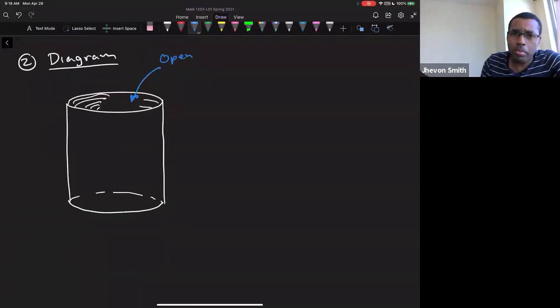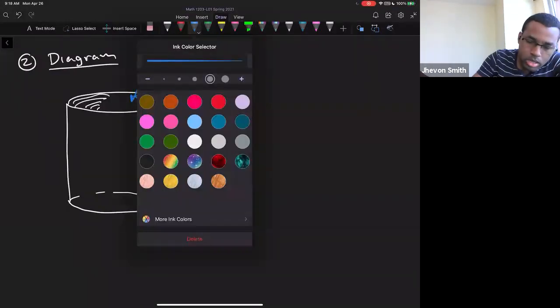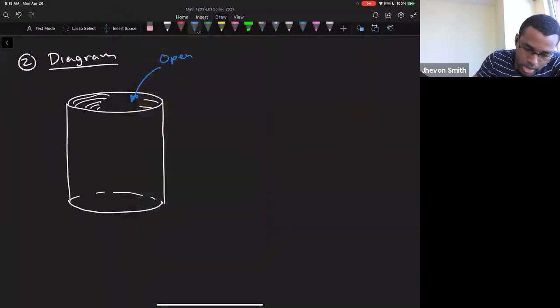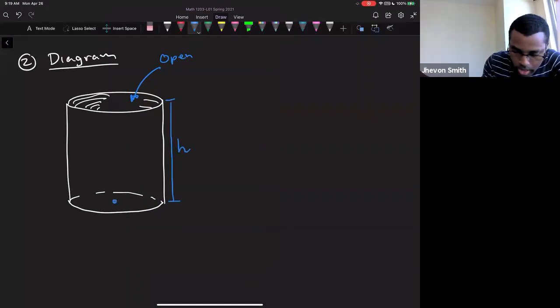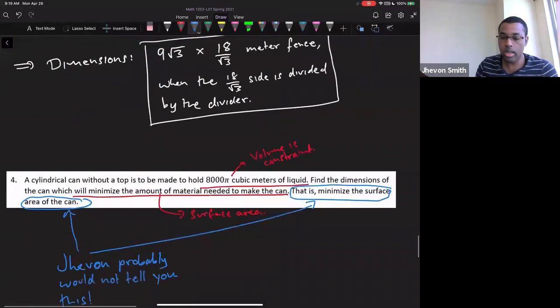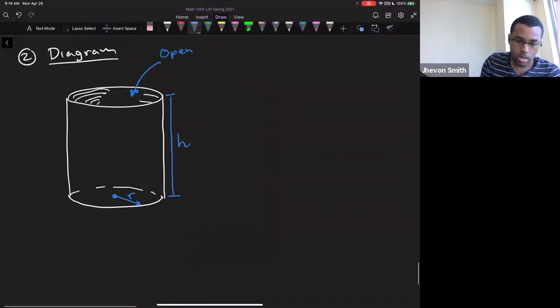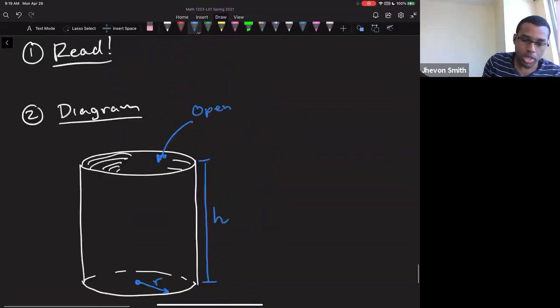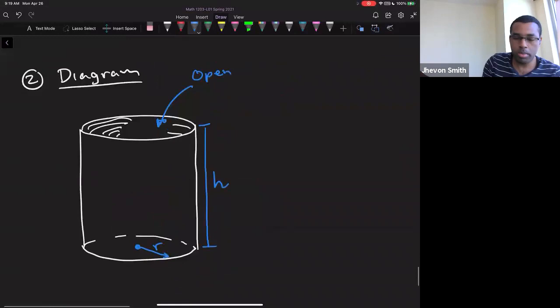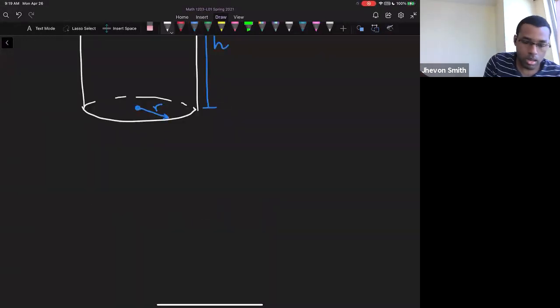So now we want to know the dimensions of the can, which means there is a height, call it H. There is also a radius, call it R. We want the radius and the height of the can that would minimize the surface area in a can that actually holds this much volume. We want the can to hold that much volume, but not waste materials on creating it. And so now we move on to 3.